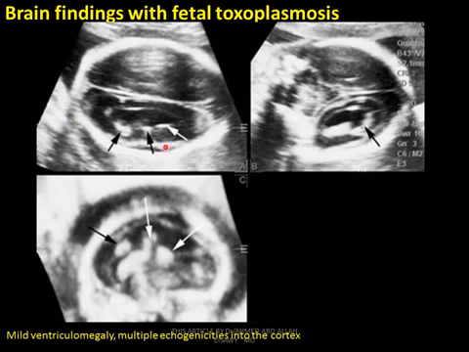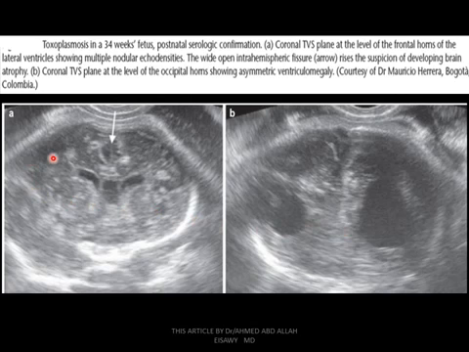Brain findings with fetal toxoplasmosis: mild ventriculomegaly, multiple echogenicities in the cortex. Toxoplasmosis at 34 weeks, with postnatal confirmation, as we see. Coronal transvaginal scan at the level of the frontal horn of the lateral ventricle shows multiple nodular echodensities, and a wide open interhemispheric fissure.